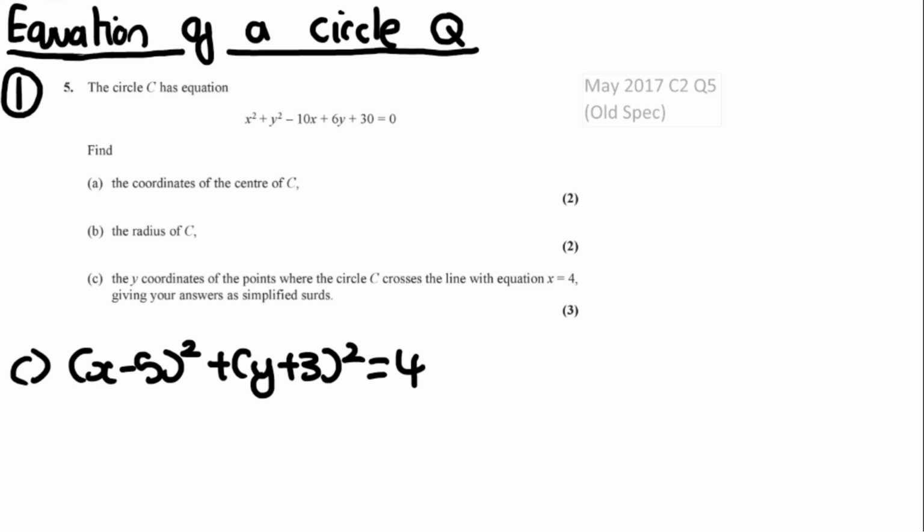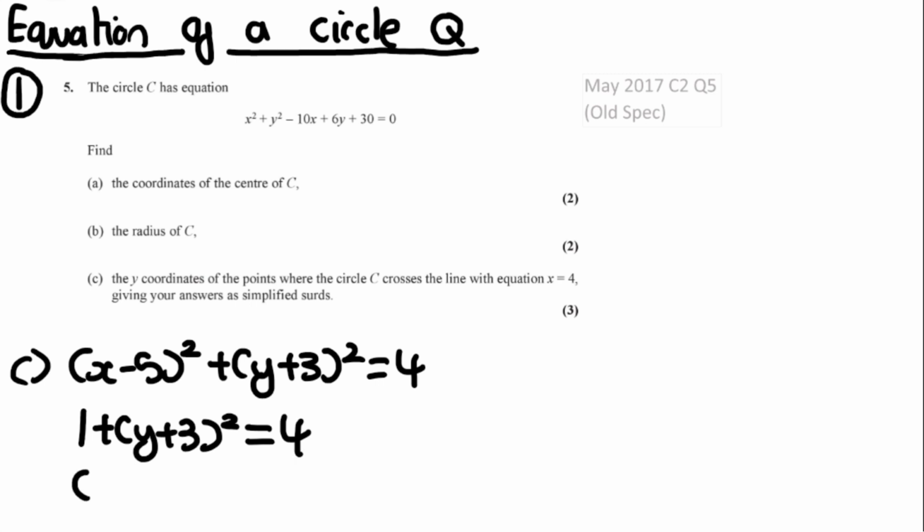For part C, we need to find the y coordinates of the point where the circle crosses the line with equation x is equal to 4. So this is a point of intersection question. As it's the line with equation x is equal to 4, we know that for all of the coordinates, the x value is going to be equal to 4. So what we can do is sub 4 in here to get 4 minus 5, which is minus 1, so minus 1 squared is just 1. So we can simplify this to 1 plus y plus 3 squared is equal to 4.